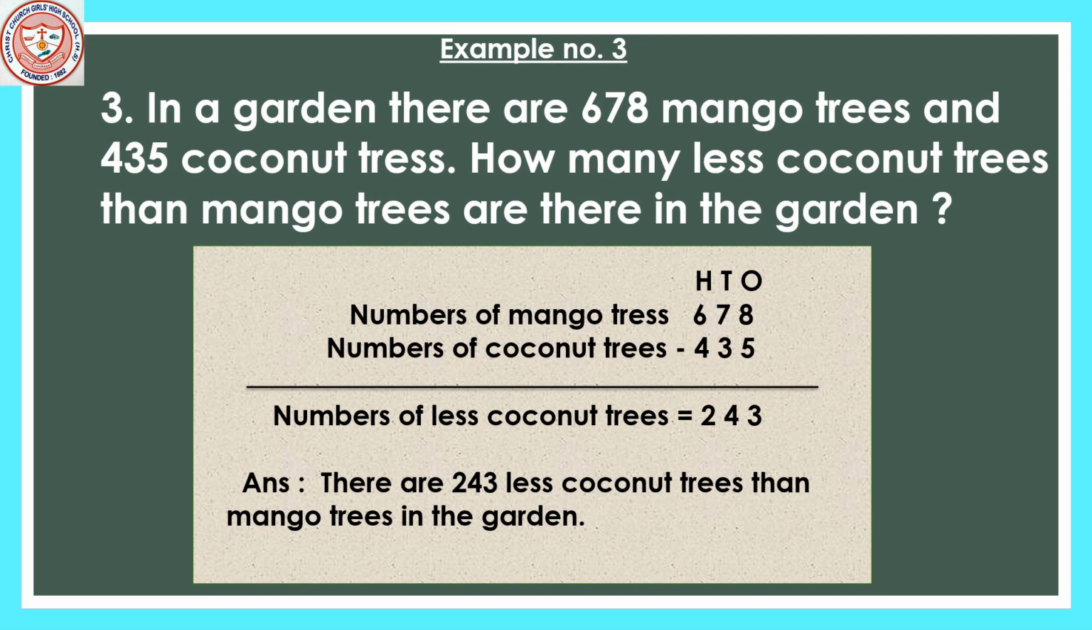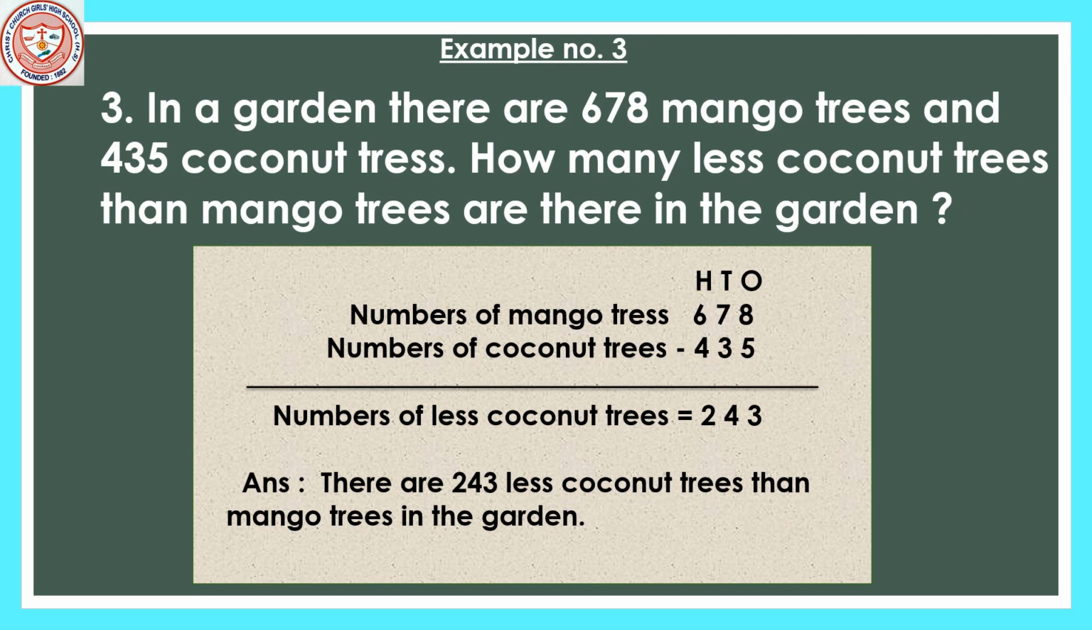First, you have to write H T O, then write the numbers in their correct place: 6 will be in the hundreds place, 7 will be in the tens place, and 8 will be in the ones place. Then write the second statement and the number, the number of coconut trees, 435. Write the number according to its place value. Now put the minus sign before the second number, that is 435.